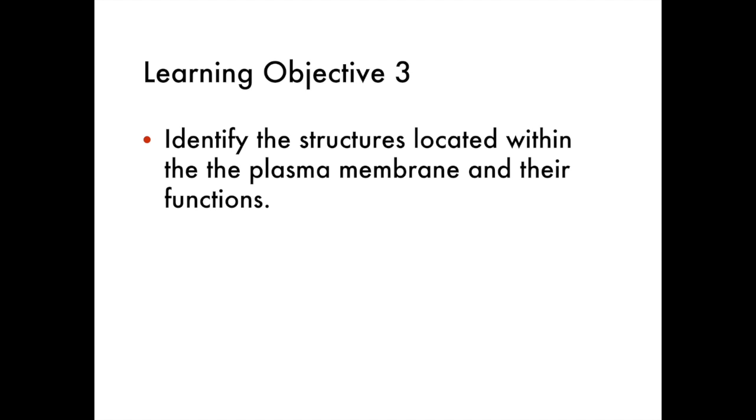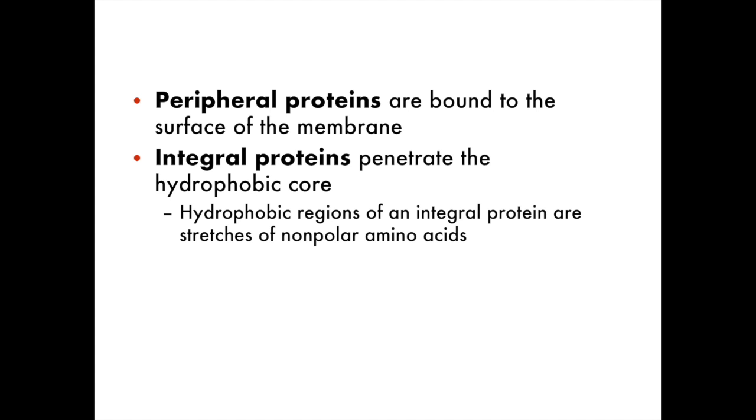So for learning objective 3, identifying structures in the plasma membrane, I'm going to tell you about their function. There are proteins that are peripheral, that are just attached to the surface of the membrane and don't go through the fatty acids. And then there are integral proteins that do go all the way through.